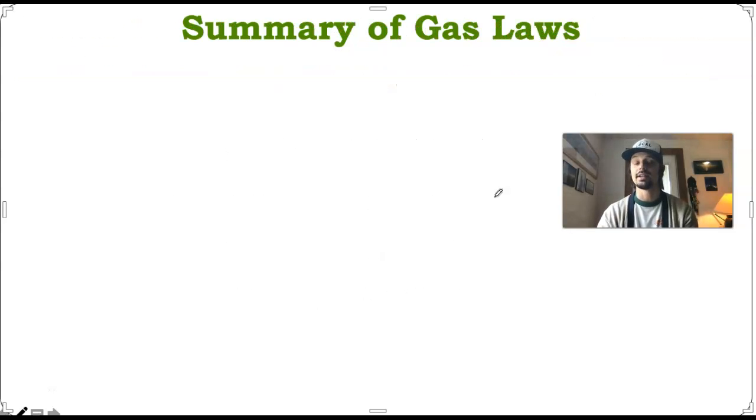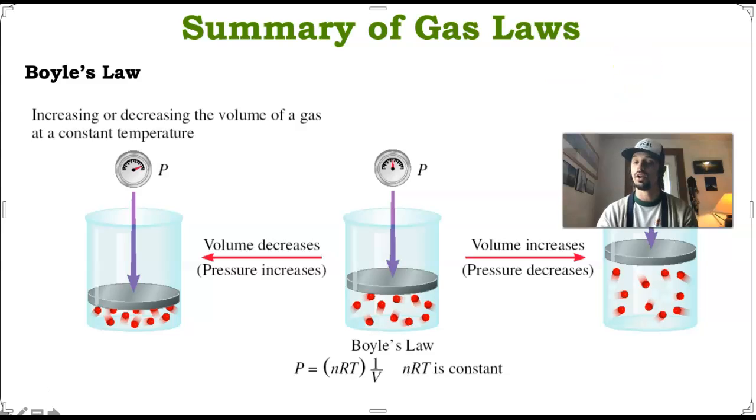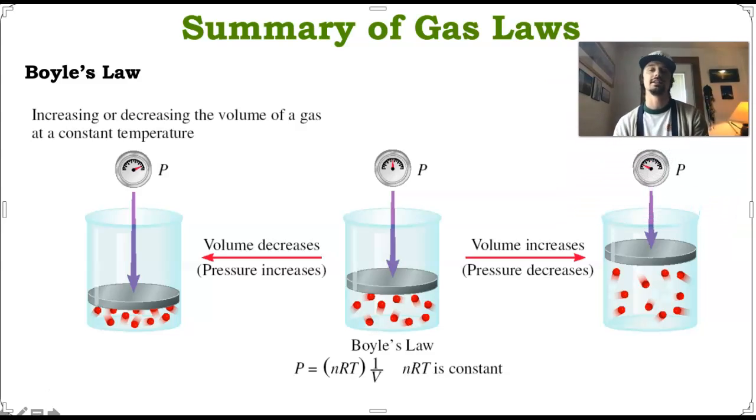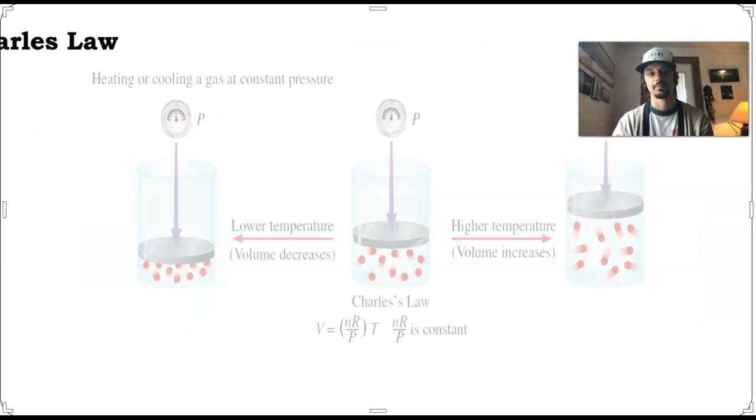All right, and that is the gas laws that will help me derive my ideal gas law, which we're going to get to today. So to review our major gas laws that we've learned so far, Boyle's law: volume decreases, pressure increases, an inverse relationship between pressure and volume. If volume increases, pressure decreases.